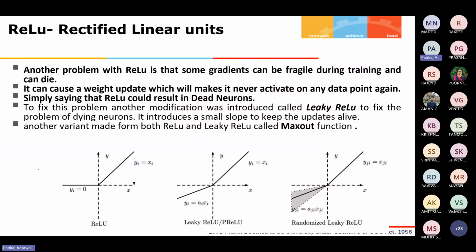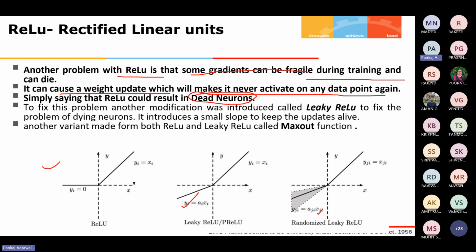Just for information, there's a ReLU, there's a leaky ReLU, there's a randomized leaky ReLU, right? Because merely using the ReLU function may also not work. Another problem with ReLU is that some gradients can be fragile during training and can die. So it can cause a weight update which makes it never activate on any data point again. Because if you keep on making some of the neurons 0, 0, 0, eventually in a matter of time, many neurons might become 0.